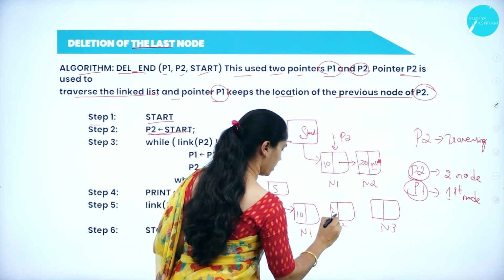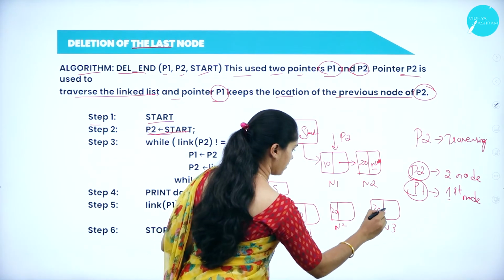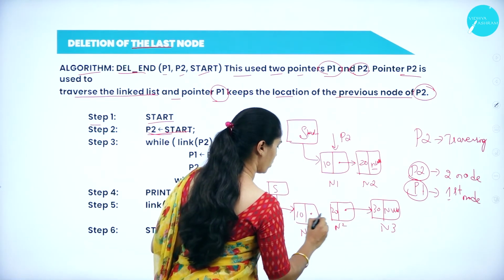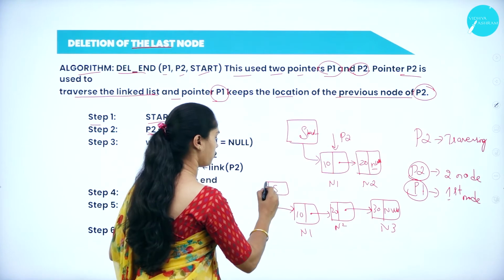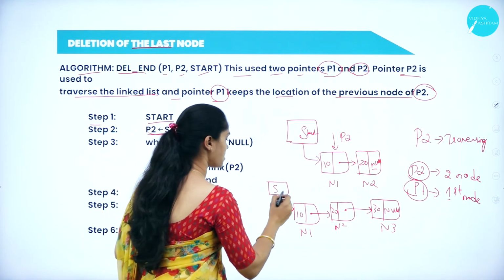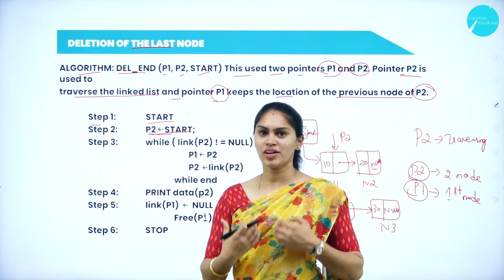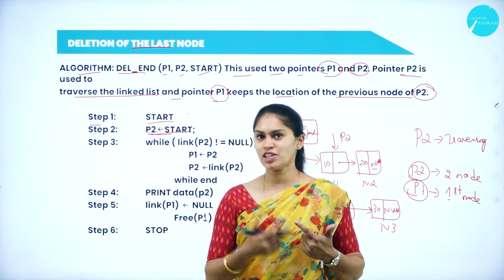10, 20, 30, and this will be null at last. And this is pointing to this location, this will going to point to this location. So first step, start, P2, start. So now this P2 will going to be at the start. That is what it is, start traversing from the beginning to the end.